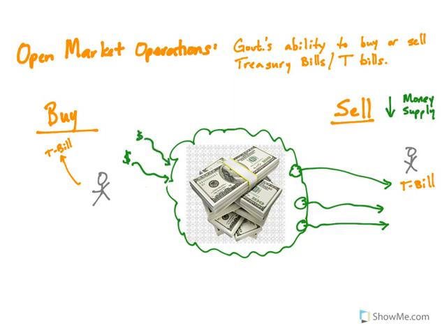So as they buy and buy and buy T-bills, the monetary supply increases. So when they buy, the money supply goes up.